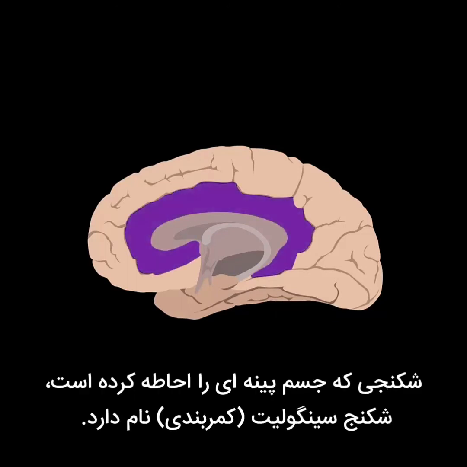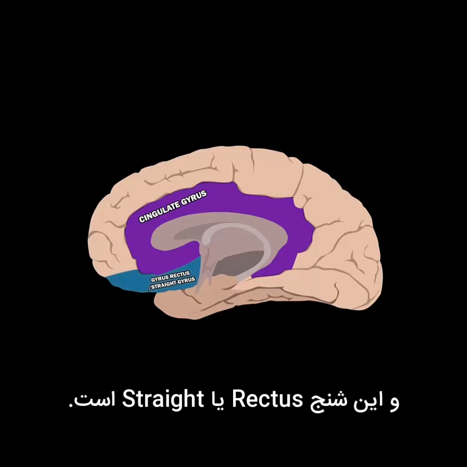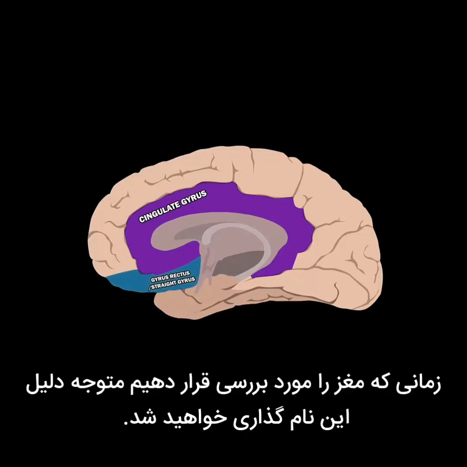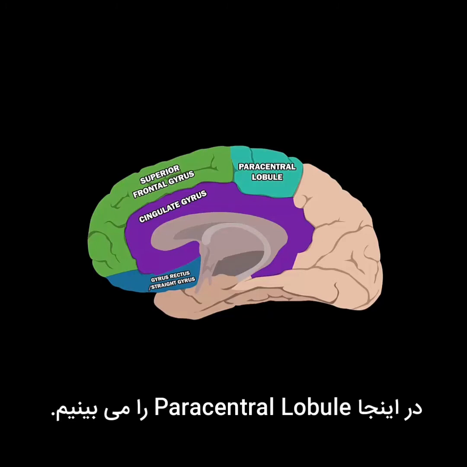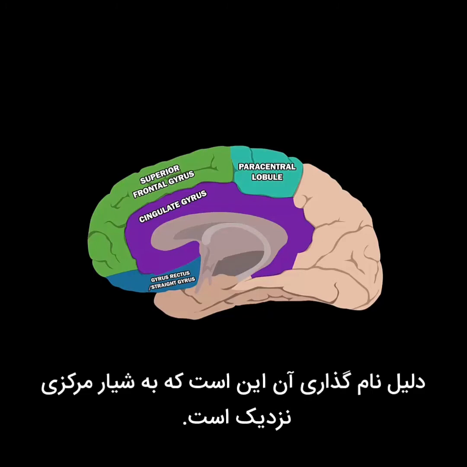The gyrus hugging the corpus callosum is the cingulate gyrus. This is the gyrus rectus, or straight gyrus. You'll see why it's called that when we examine the brain from the bottom view. This is the superior frontal gyrus. Next, we see the paracentral lobule, so called because within it runs the central sulcus.